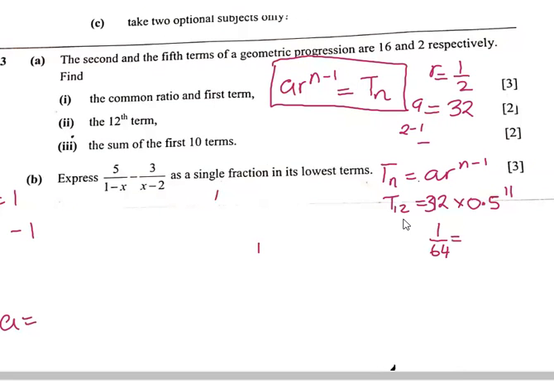If you write it as a decimal number, it will be 0.015625. Okay? That is what we are going to write.